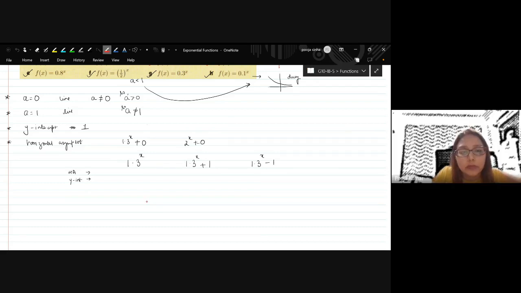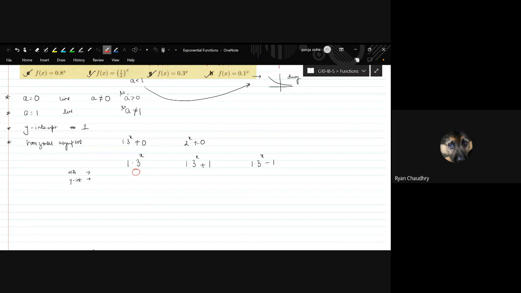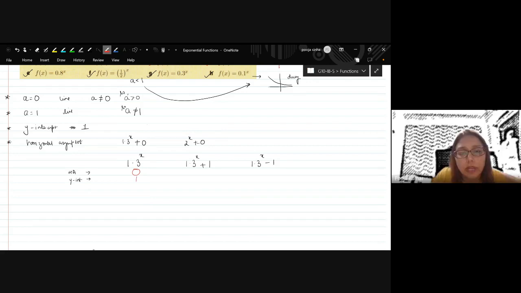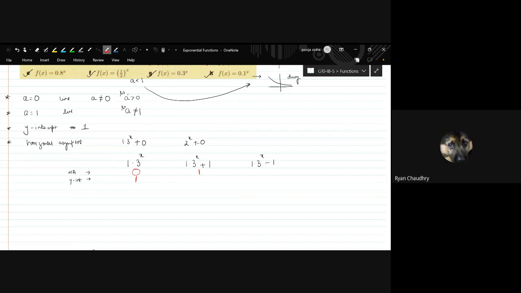Tell me the horizontal asymptote for 1.3 raised to power x. Can I say 0? The y-intercept will be 1, right? Okay. Then here, what is the horizontal asymptote? 1. And the y-intercept will be 2.